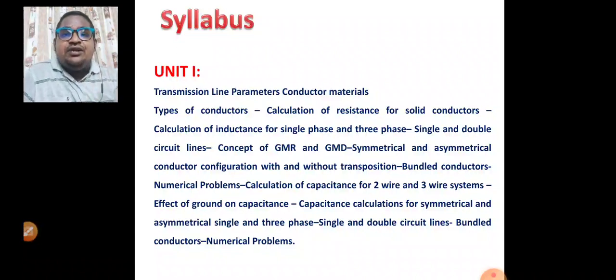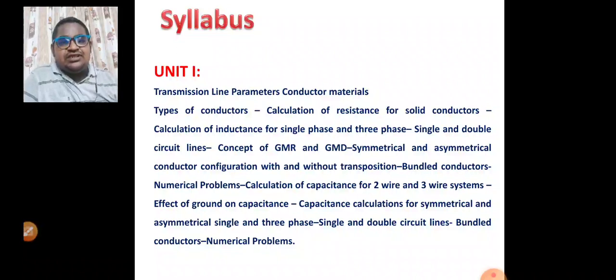Resistance per kilometer, inductance per kilometer, capacitance per kilometer, and conductance, in the sense which is the inverse of resistance. Now we need to estimate what is the resistance of the transmission line, what is the inductance of the transmission line, and what is the capacitance of the transmission line. So we need to find all these things. So this will come under the first unit.